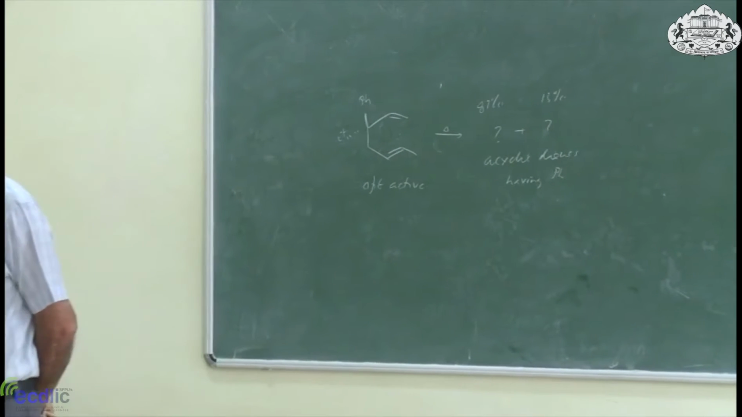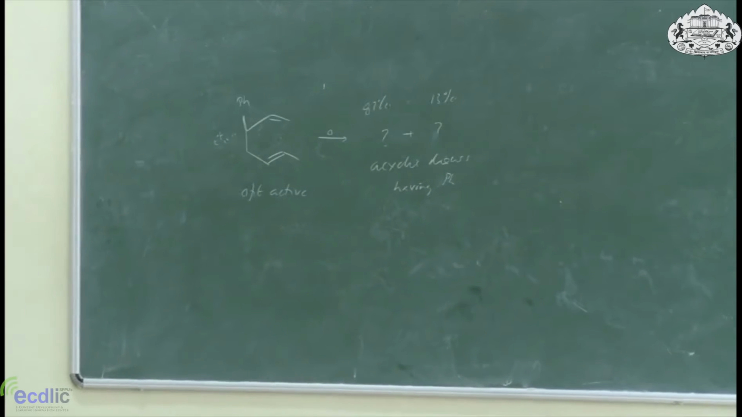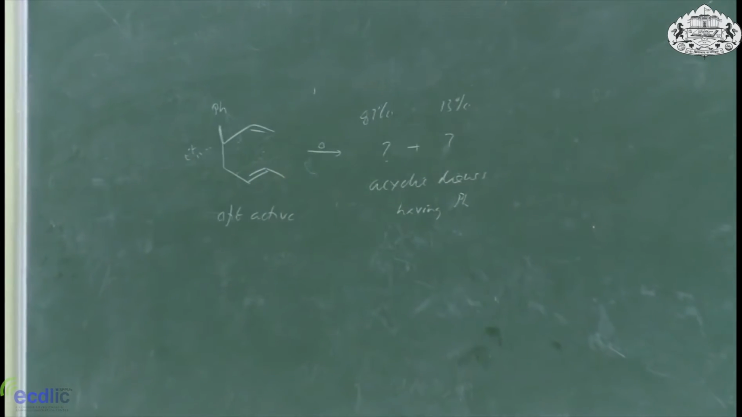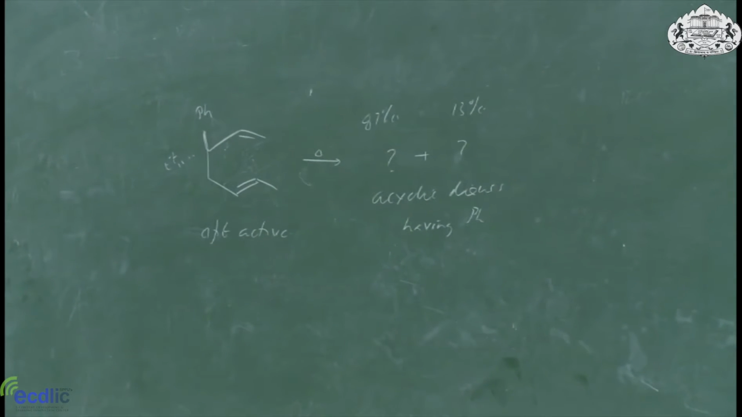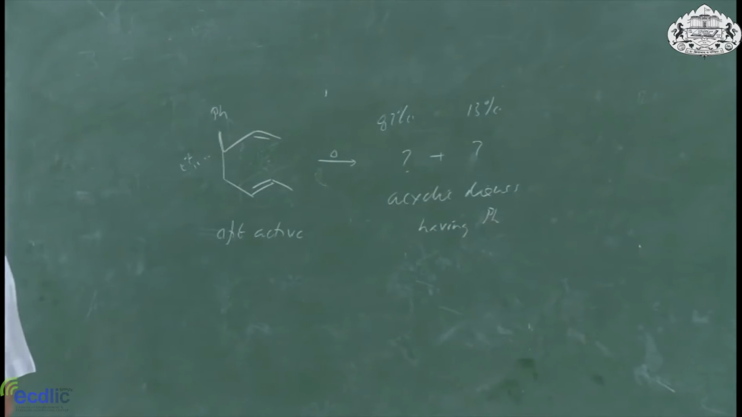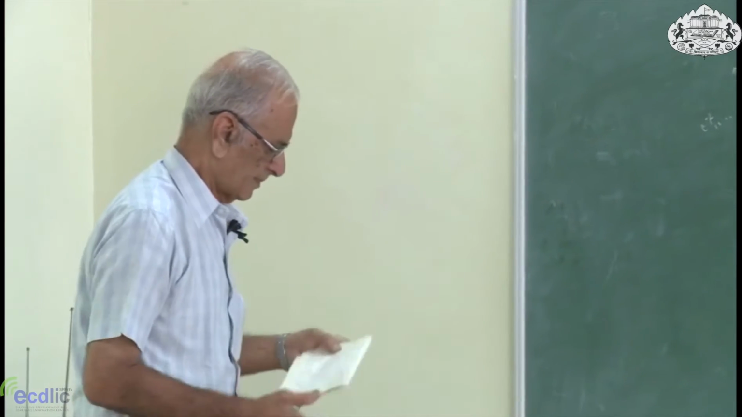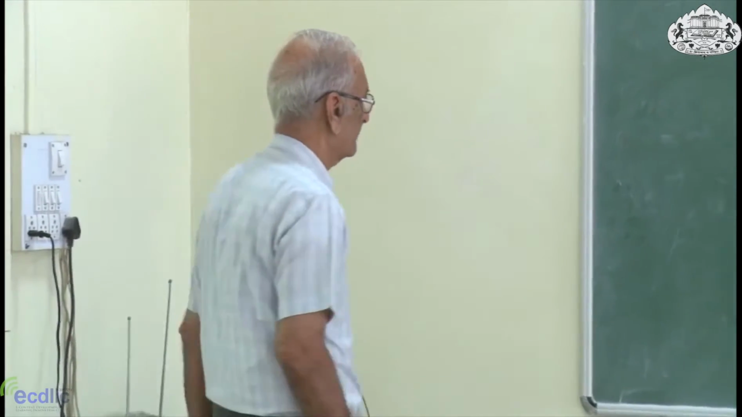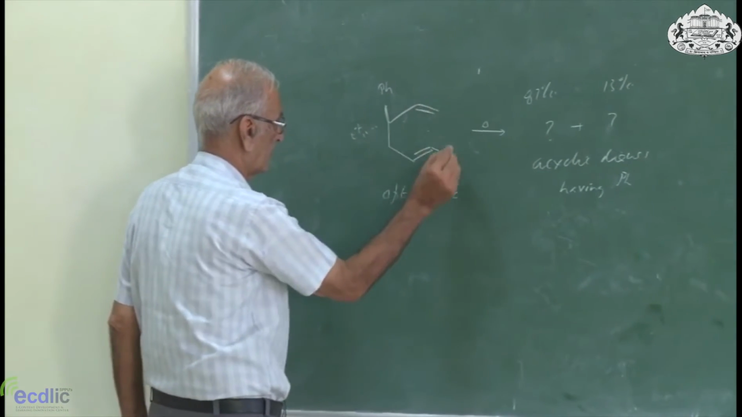We are starting with an acyclic diene having a phenyl group. We are getting a product which is also an acyclic diene having a phenyl group. So, obviously, it is a sigmatropic reaction. Our starting compound is optically active. What will we call the starting material? Where should I number it from, here or here?